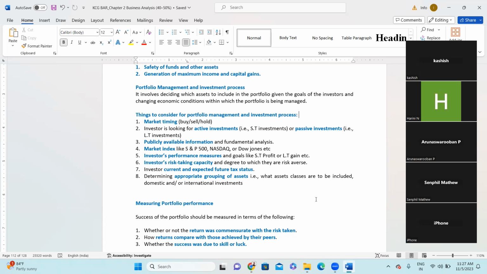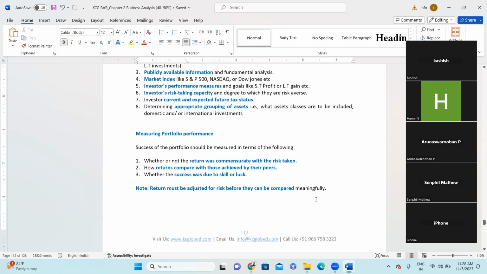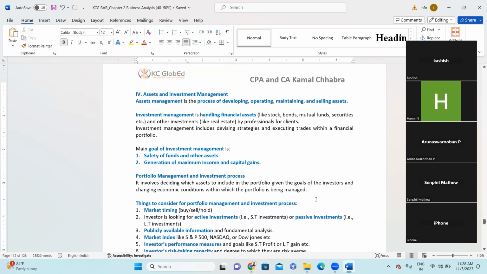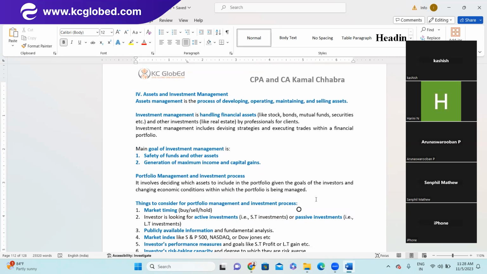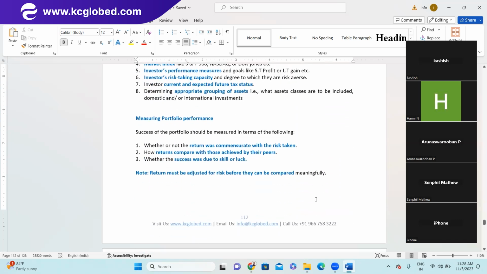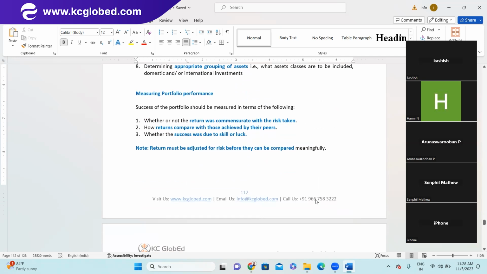Clear? Okay. So, measuring portfolio performance. We are in assets and investment management. First we understood the definition, then the goal of investment, then portfolio and the investment process, then what all things we need to keep in mind. Now we are in the next topic, which is measuring portfolio performance. How do you measure the performance of the portfolio which you have created?